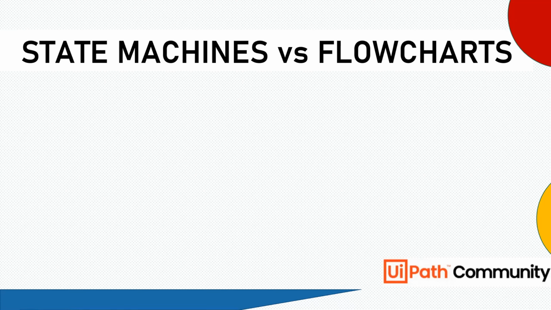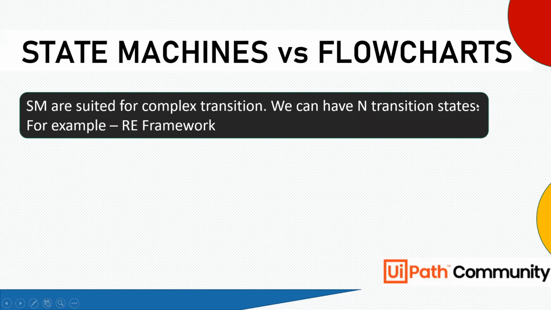Okay. So let us go and see together what is the difference. The first one, state machines are suited for the complex transactions. We can have n states, for example, REFramework. So this n is now a finite number, right? You cannot have an infinite number.